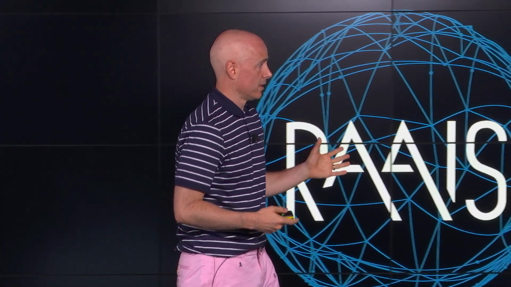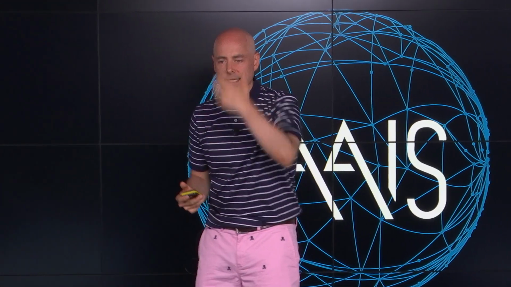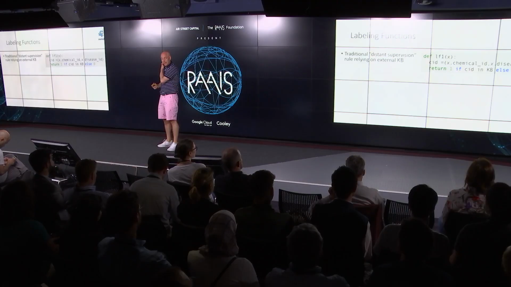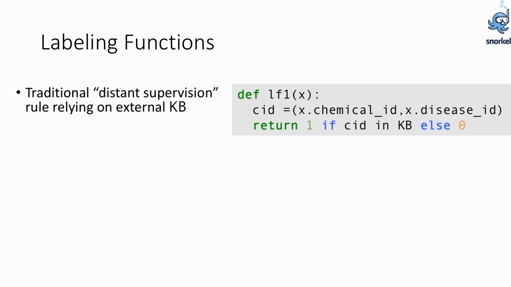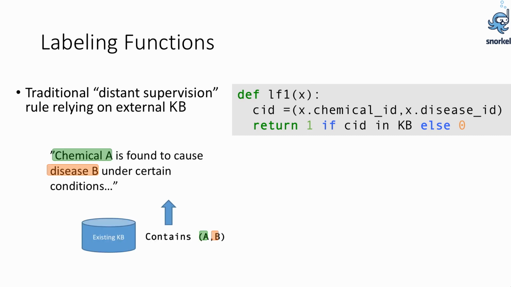If you've ever built a distant supervision app, this is a classical technique from natural language processing, you have a database, you want to fill out the database. Here I have chemicals and diseases. I want to fill out which chemicals cause which disease. Very, very simplified view of this task. Let's say that I have a database that contains some of those AB pairs. What I'm going to do through a very simple heuristic is anytime I see a chemical A and a disease B that also occur in my database, I'm going to label the entire sentence as true. This is my classification task.